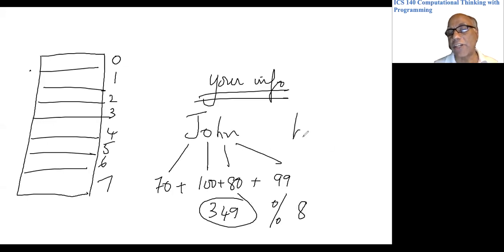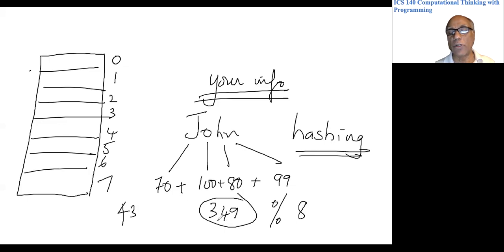This is called hashing, which you will learn in later computer science courses. So what would this be? This goes in 43 times and the remainder is 5. And so I will put John's info here.